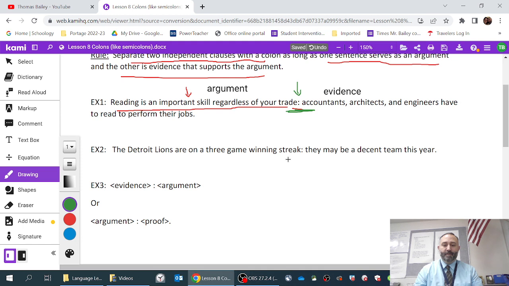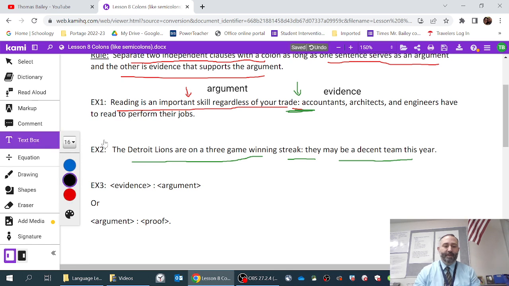So now similarly, you see the colon in the middle here, right? So I'm going to take a look. The Detroit Lions are on a 3-game winning streak. I never thought I would say that as a Lions fan this year. It's almost like we've already won the Super Bowl in my head. But in either case, the Detroit Lions are on a 3-game winning streak: they may be a decent team this year.